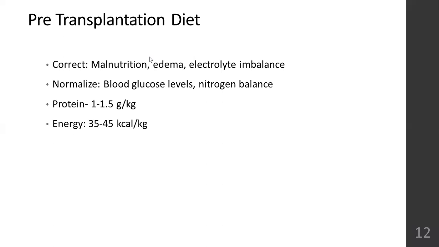No more ammonia damage to the brain should continue to happen. Protein intake will be around 1 to 1.5 gram per kg, a slightly high intake. Energy requirement is 35 to 45 kilocalories per kg, whatever the weight of the patient. So these are the pre-transplant nutrition requirements. The vital signs, like BP, also have to be normal before transplantation or on the day of surgery.